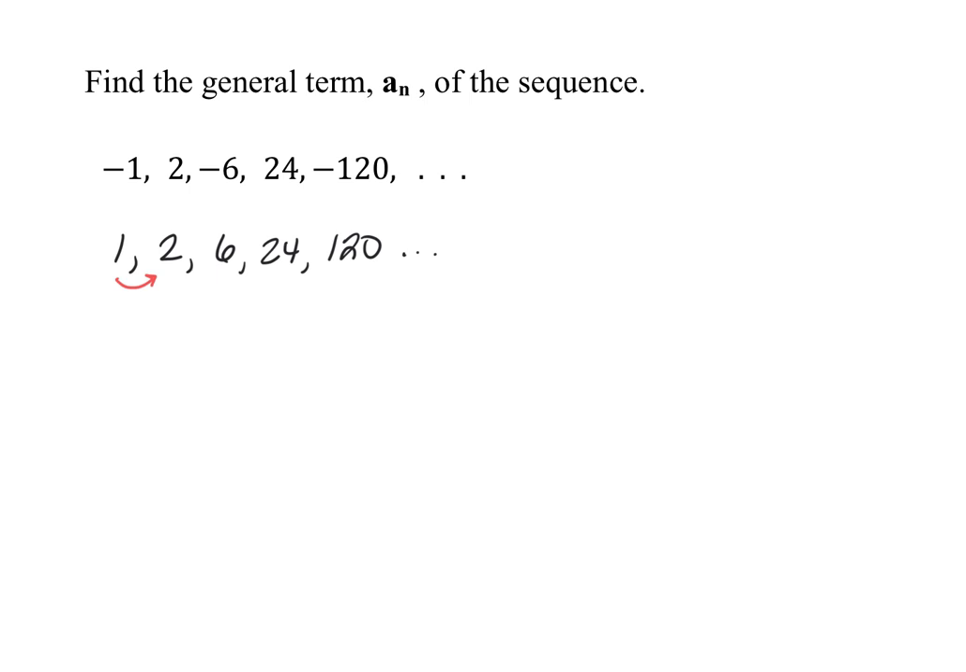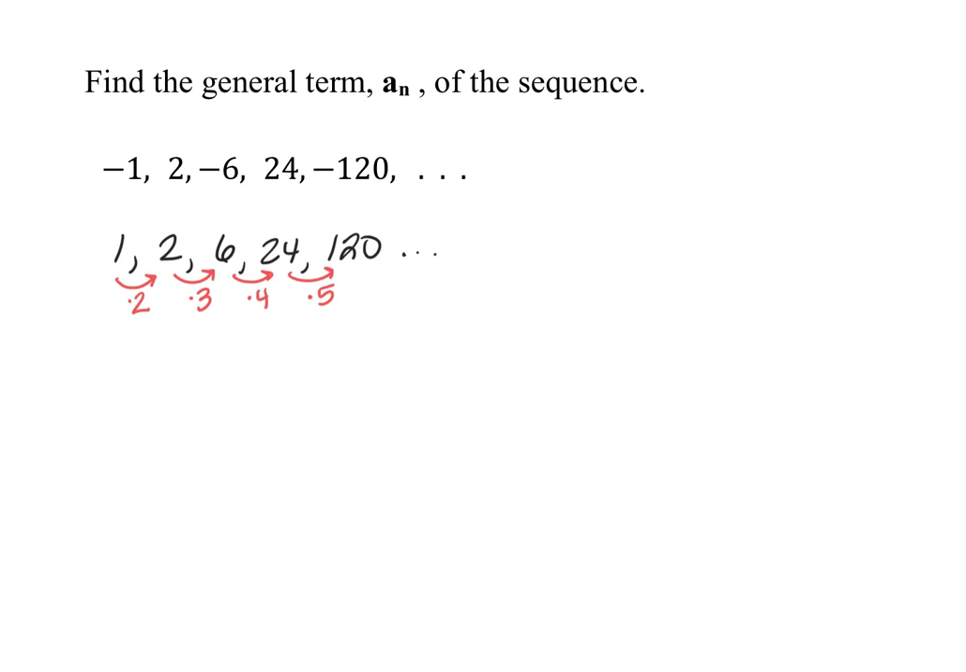In other words, I would multiply 1 times 2 to get me the second term of 2. But then to go from 2 to 6, that would be 2 times 3 is 6. And then 6, I would multiply by 4 to get me 24. And 24, I would multiply by 5 to get me 120. So I am multiplying, but I'm just not multiplying by the same number every time.